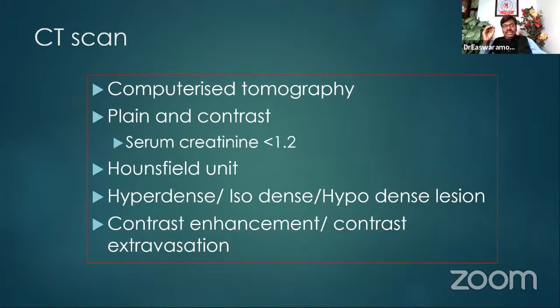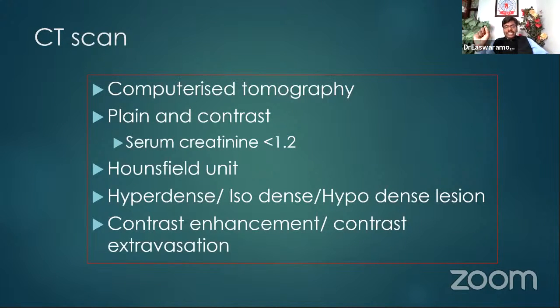CT is computerized tomography. Usually in the past it seems to be only cross-sectional images we used to have. That's why it's called a CAT scan, computerized axial tomography. Now you can have a coronal scan, sagittal scan. It can be a plain scan or a contrast scan. When you give urographin or a contrast, there is iodine contrast. Two things: allergy to iodine, and second, the serum creatinine should be within normal limits.